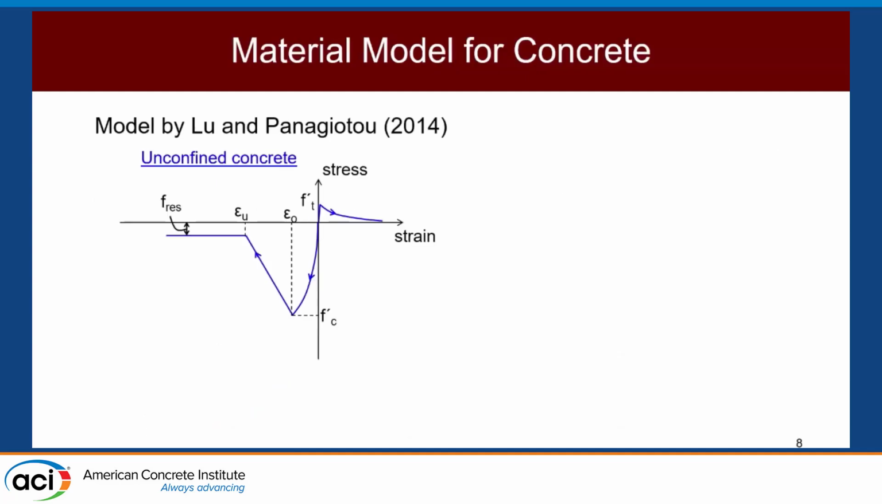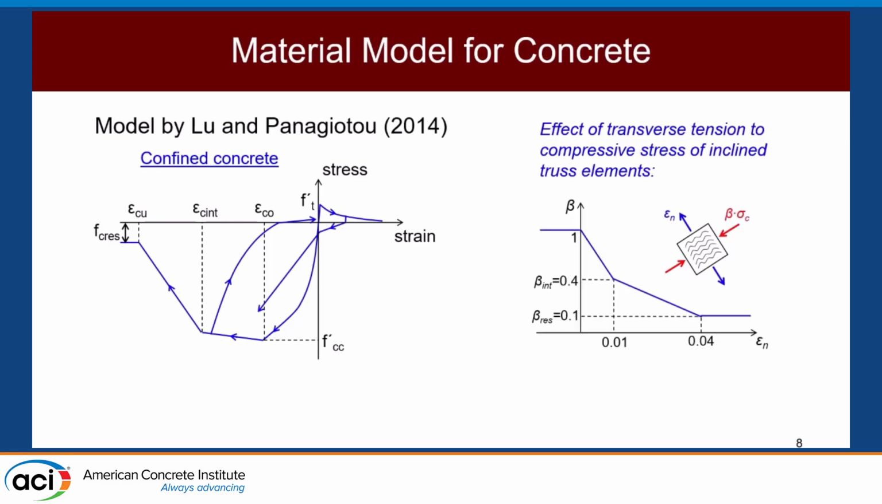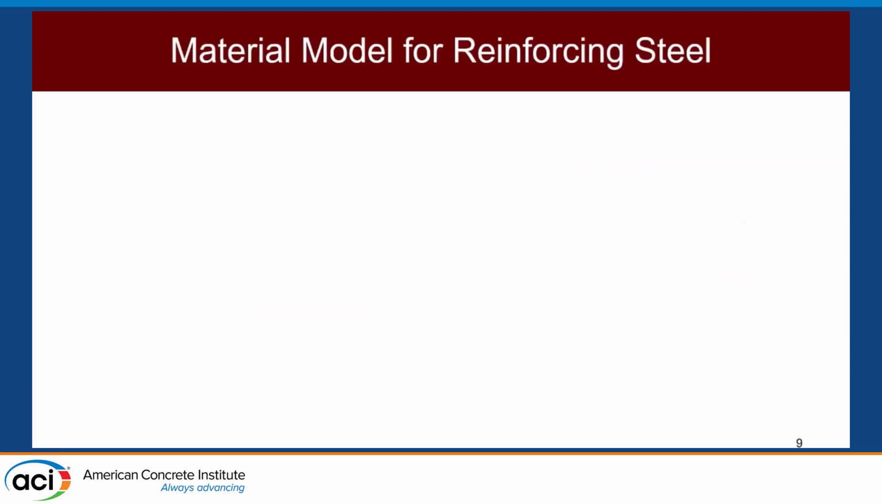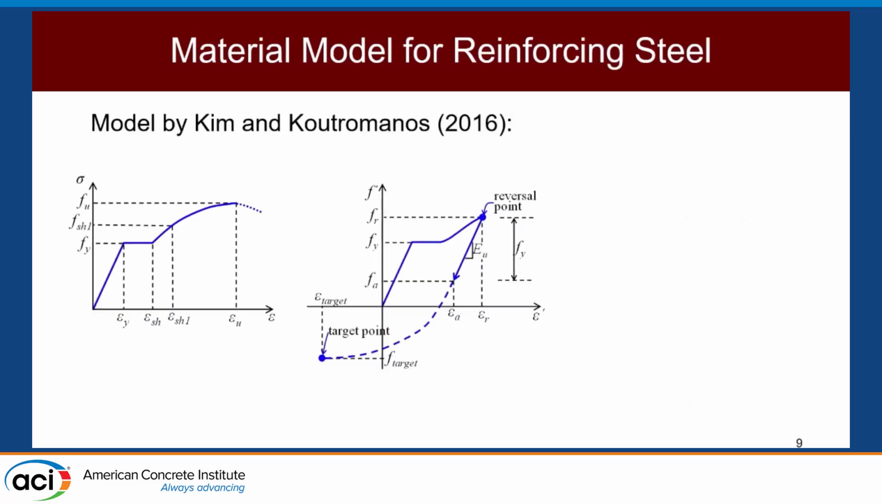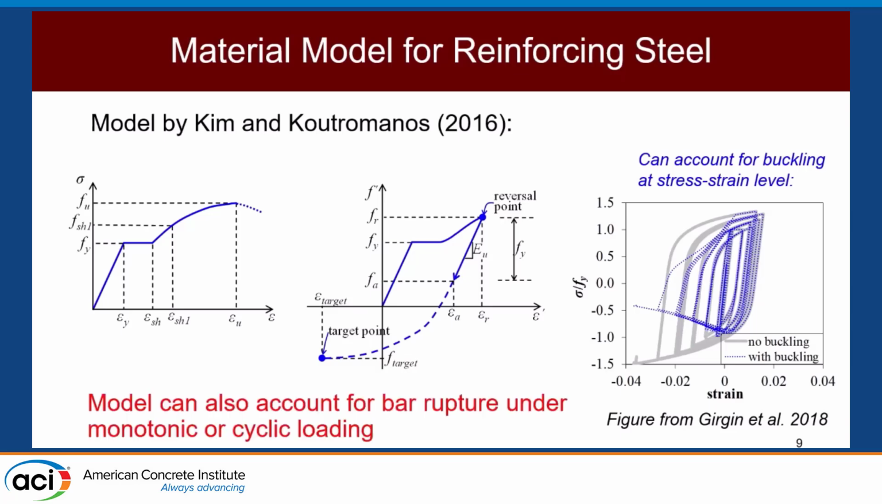So these are the constitutive models that are used in the analysis, as presented in other previously peer-reviewed papers. Confined concrete by Liu and Panayiotou, which also takes into account the effects of transverse tension on the compressive stress, like in the modified compression field theory, everyone knows. And then the reinforcing steel model by Professor Koutromanos and Kim, also published. So this model can account for bar buckling as well as bar rupture, which is special, and that helps us capture the failure modes of these shear walls very well.